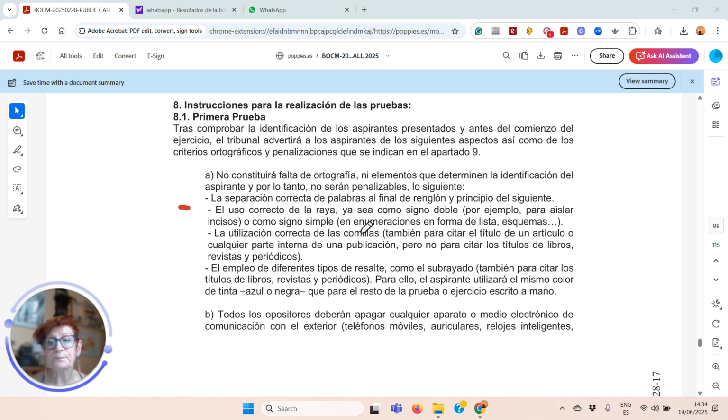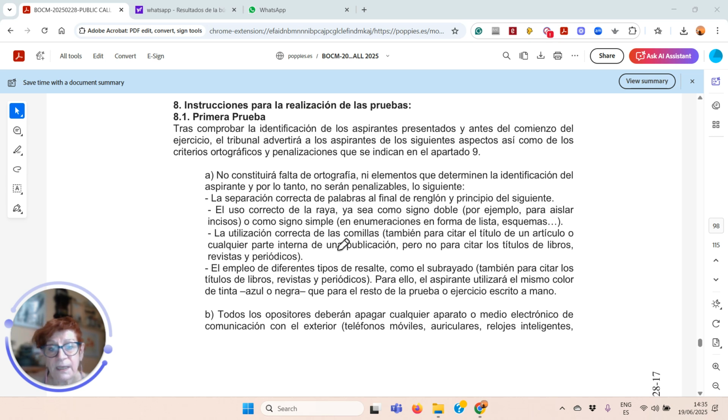But you can use, for example, el uso correcto de la raya, ya sea como signo doble, en enumeraciones. So you can use this if you want to enumerate. You can also use inverted commas to cite the title. It says not to cite books, etc. So when you cite books, etc., you can use underlining. What is allowed is to use dashes to enumerate things. It is correct to use inverted commas for titles of books or articles, etc.